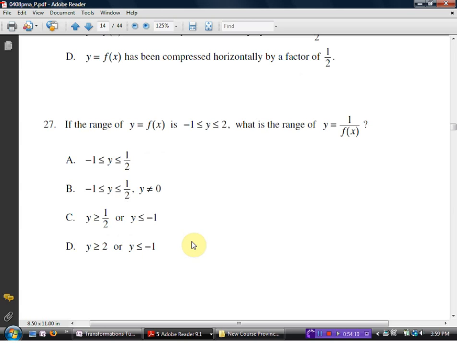Here's a bit of a range twist. So if my original range is from negative 1 to positive 2, what's my new range when I take the... is that inverse or is that reciprocal? Okay. Here, I would probably just make a sketch.